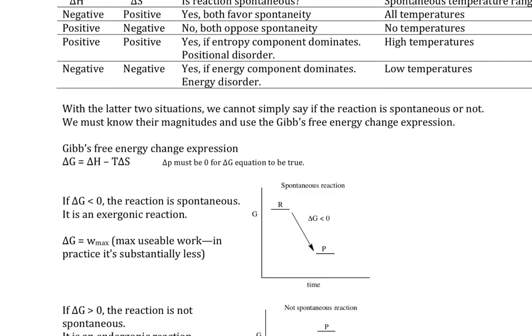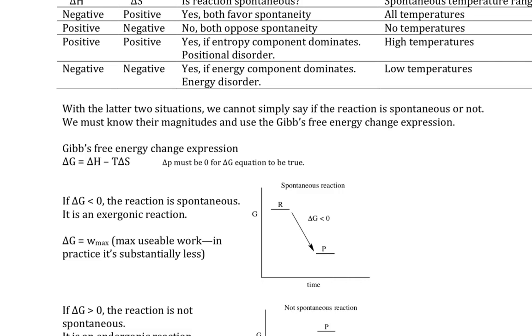So a spontaneous reaction we could say is an exergonic reaction, or an exergonic reaction is one that occurs spontaneously. Delta G also has another meaning. It's called Gibbs free energy change, so it's got to do with energy. It describes the maximum usable work in a process. So it would be the maximum. In practice, it is substantially less.